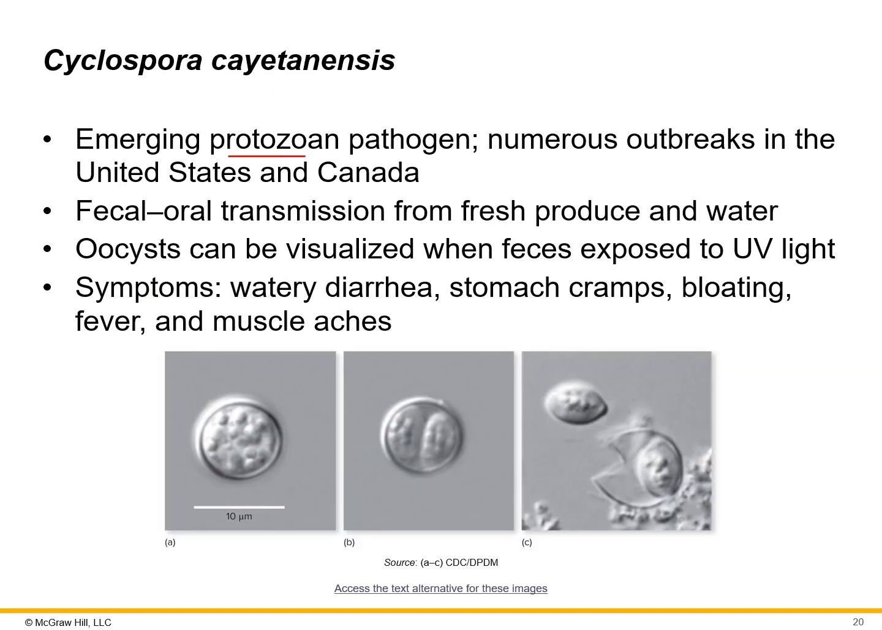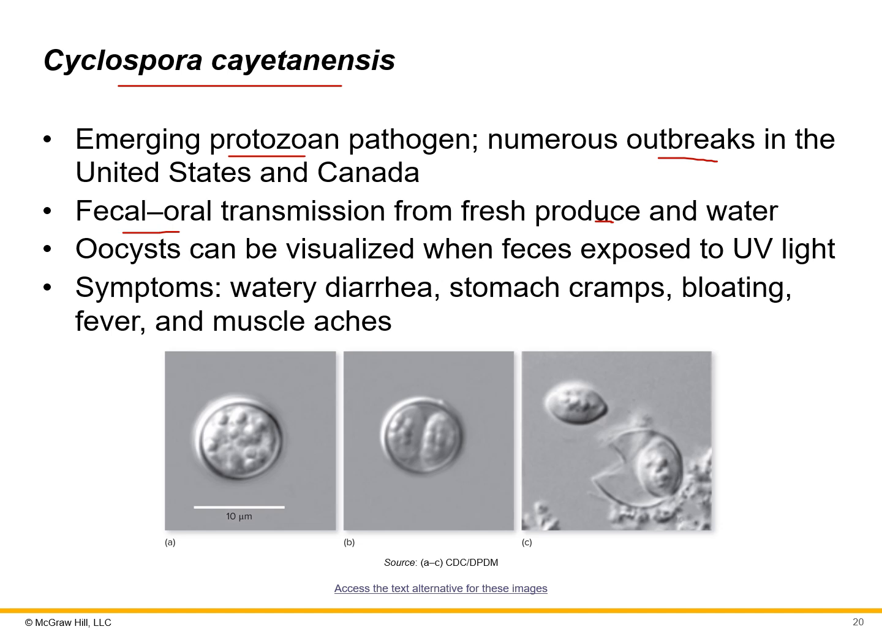Another one is actually a protozoan: Cyclospora cayetanensis. This is one of the protozoan pathogens we're starting to see more of, with lots of different outbreaks in the US and Canada. We have fecal-oral transmission from produce and water.